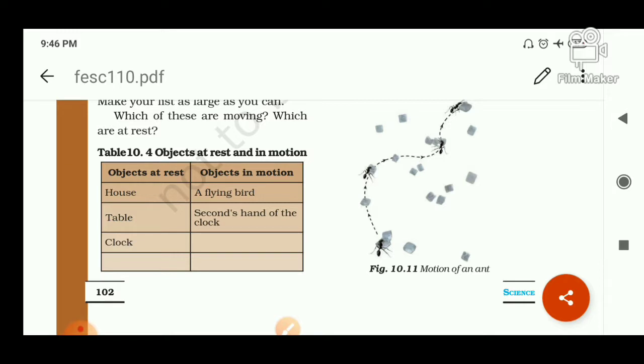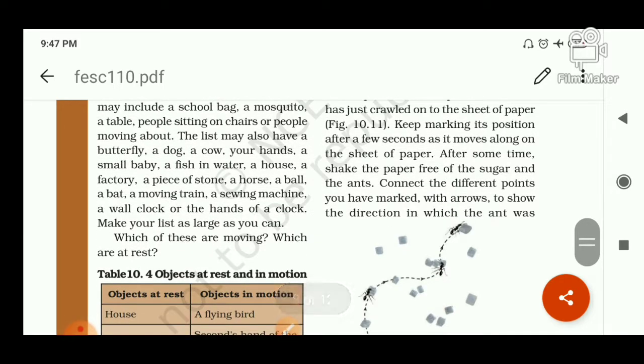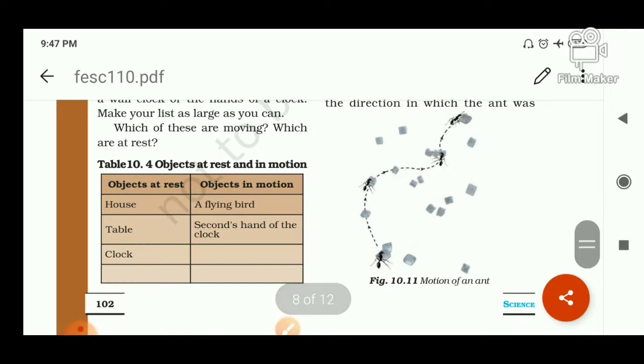Then some examples are given here. House, so obviously it is in rest, and the second thing which may be in the rest, that is the table. It is the clock, right? And it may be a book, it may be a table, it may be a pencil. And on the next side you have to mention the things which are in motion, as the flying birds. It may be the horse, it may be the dog, it may be the cow walking, and it may be the ant, right?